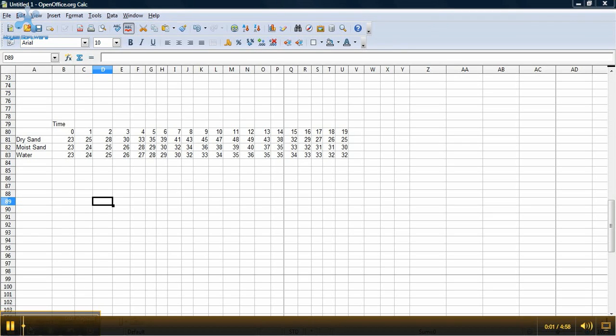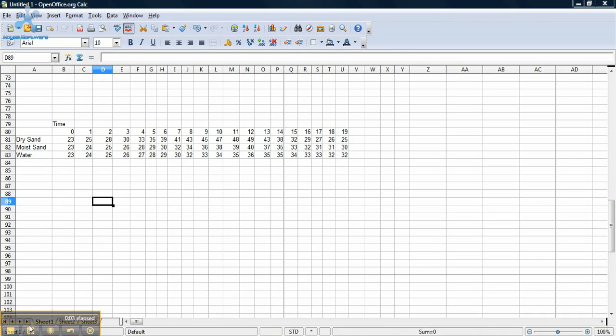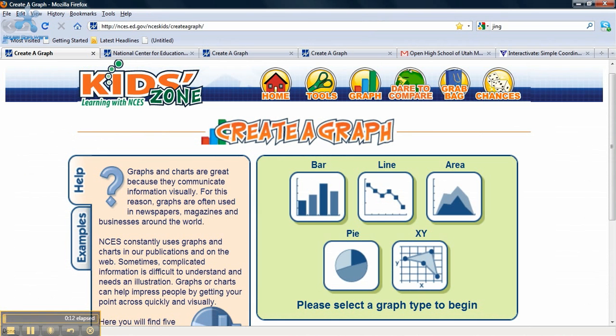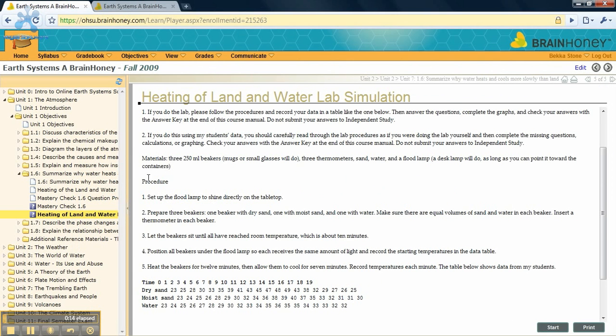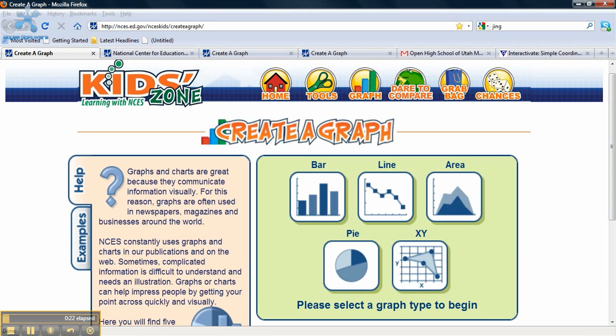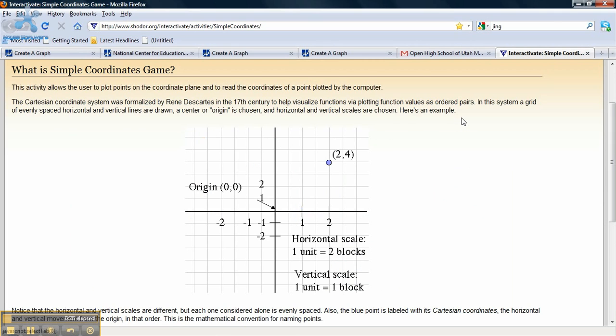Okay, students, this is creating a graph part 2, and we left off having completed our chart so that our data is more organized, and that data we got from this lab simulation. Now, once we have a nice chart where it's organized, we need to create a graph. And before we create a graph, let me just show you what a graph is.